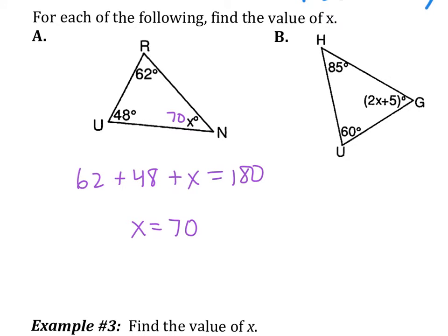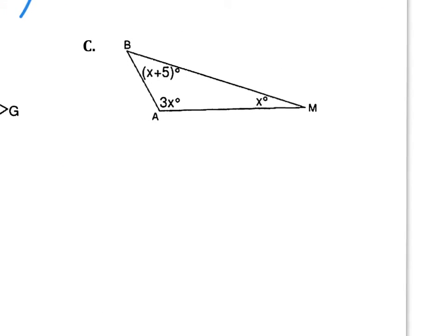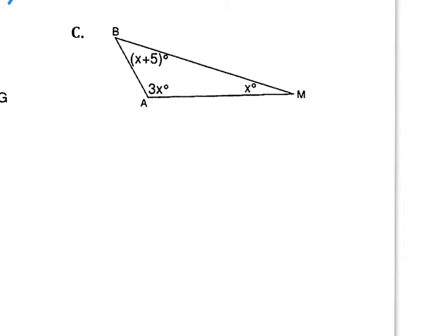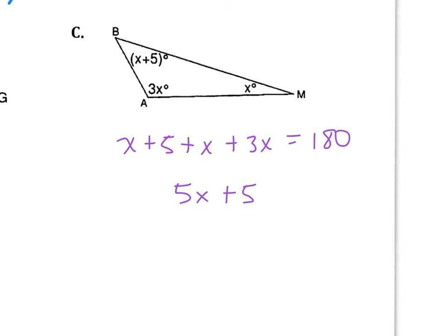All right, we don't have time to do all of these, so let's skip over to C. What are you going to do here? Amanda? x plus 5 plus 3x plus x equals 180. I like it. How many x's altogether? 5 x's, because 1 plus 1 plus 3 is 5. Subtract the 5. What does x equal? 35.